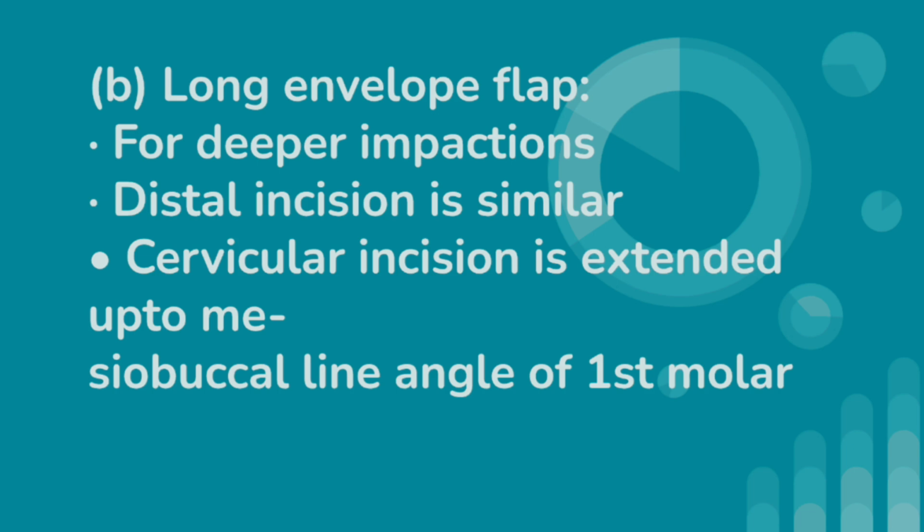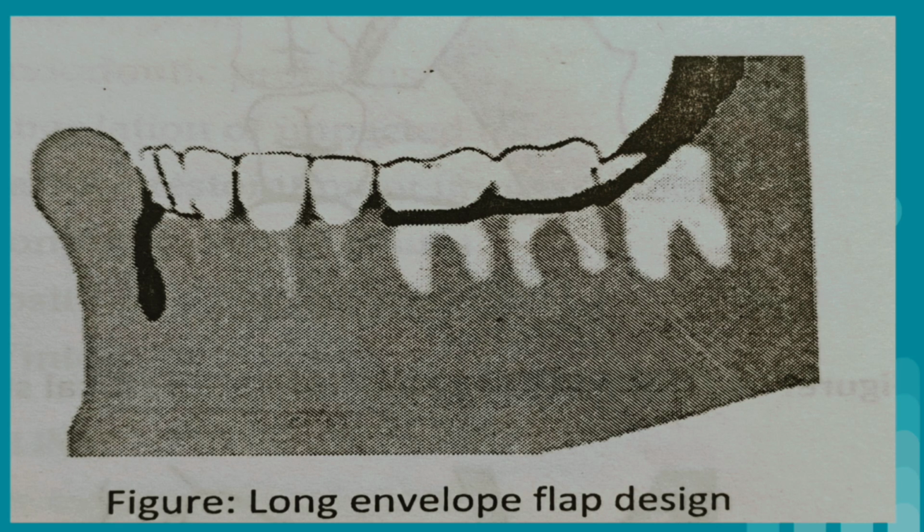Okay, for the long envelope flap, for deeper impactions. The distal incision is similar, and the cervical incision is extended up to the mesiobuccal line angle of the first molar. So this is how the long envelope flap looks.